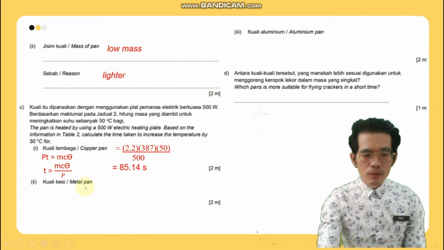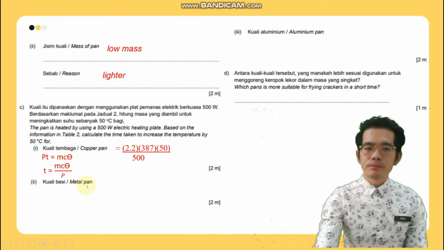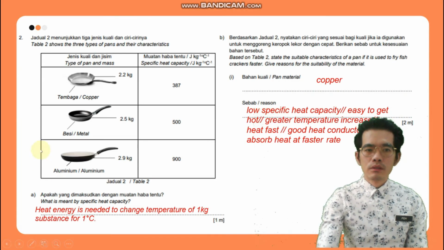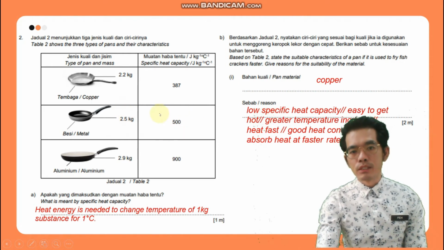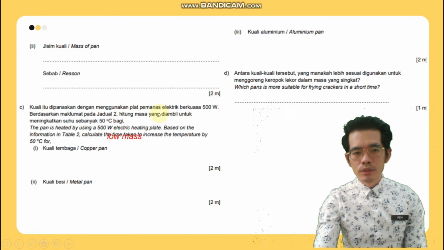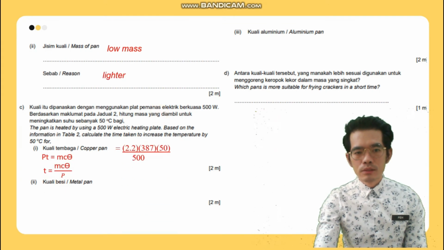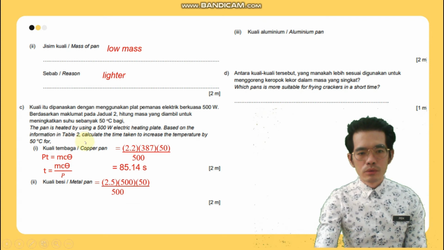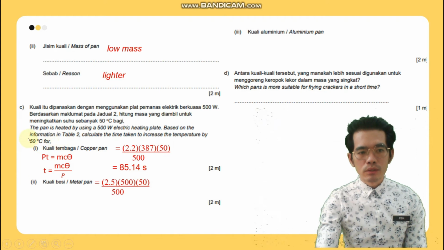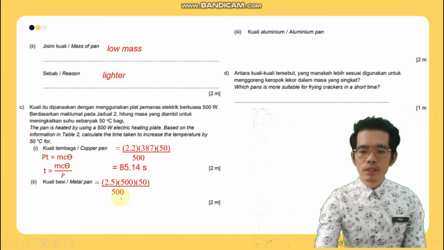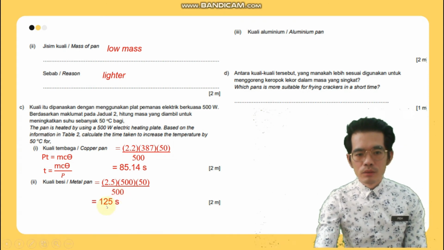Okay, so for the second one is the metal pan. So the metal pan is about 2.5 kilogram for the mass and the specific capacity is about 500. Okay, so same formula, we just substitute mass with 2.5, specific capacity with 500, and the 50 degrees Celsius given by question C, and the 500 watt is also given. So we substitute into the formula and we press calculator, we get 125.